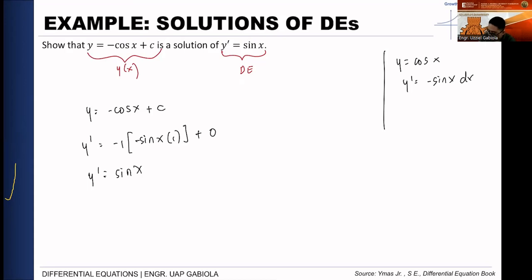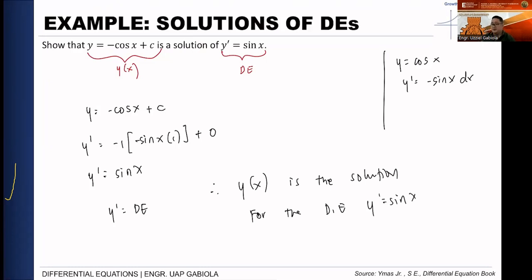Okay? Since equal yung ating differential equation dito, no? So, since y prime is equals to y prime, so yung y prime natin is equals sa differential equation natin. Therefore, yung yx natin is the solution for the differential equation y prime is equals to sine x. Okay? So, proving lang to. Okay?